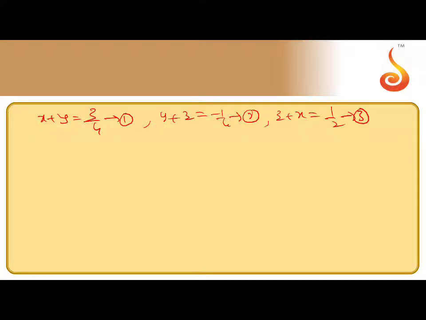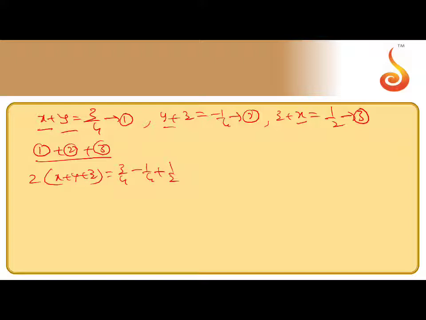So now let us solve it here. First, add all three: 1 plus 2 plus 3. We'll get 2 times x plus y plus z, because adding them gives x to x, y to y, z to z, equal to 3 by 4 minus 1 by 4 plus 1 by 2. So 2 times x plus y plus z equals 3 by 4 minus 1 by 4, which is 2 by 4, meaning 1 by 2, plus 1 by 2.